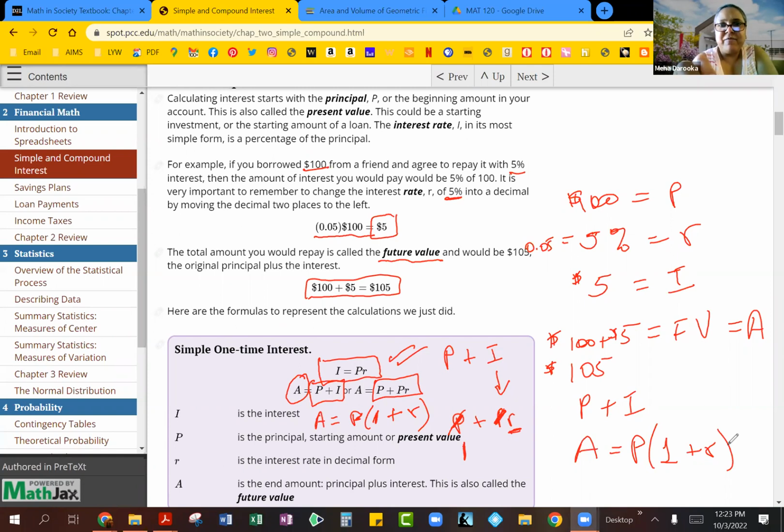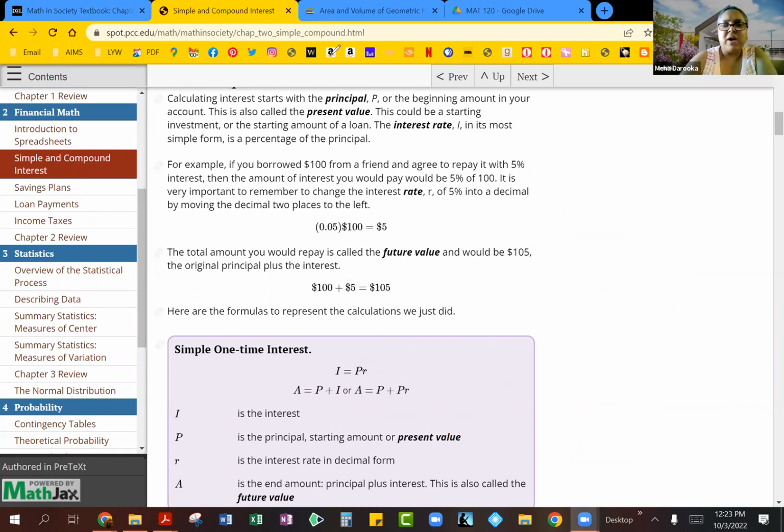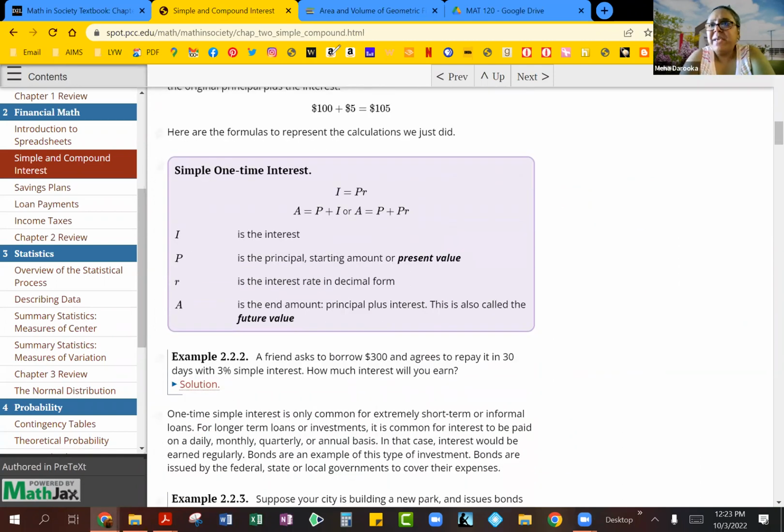Now, in this formula that you see over here, we actually did not talk about how long we kept the money, right?